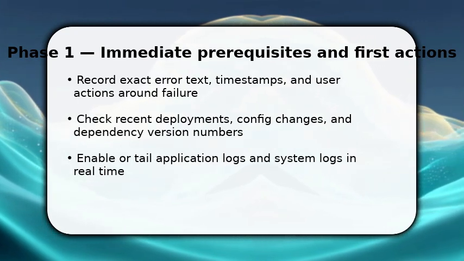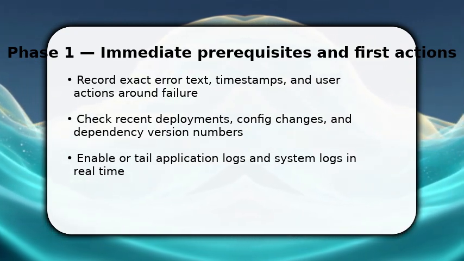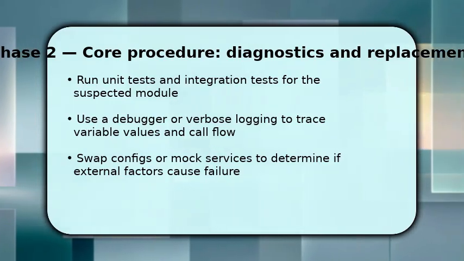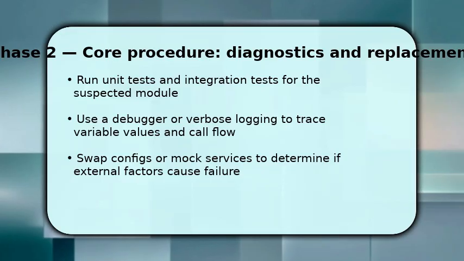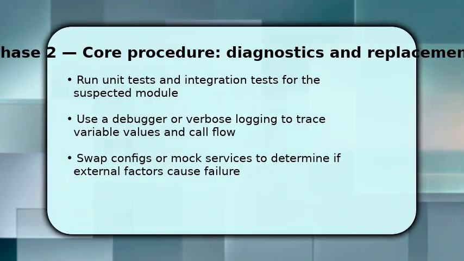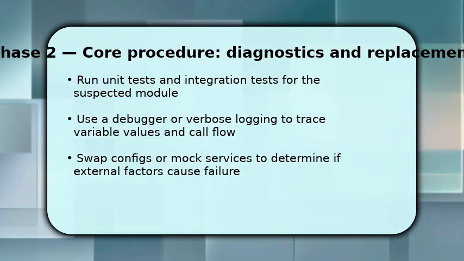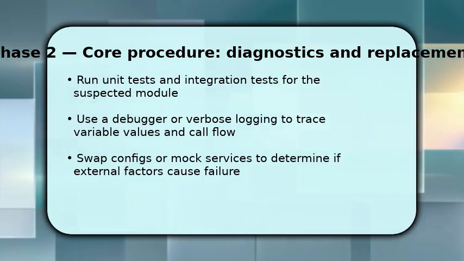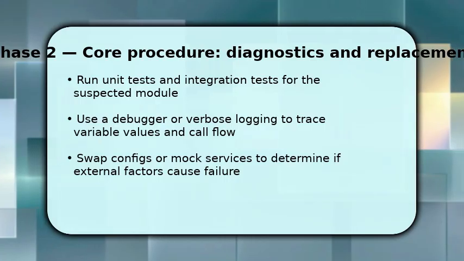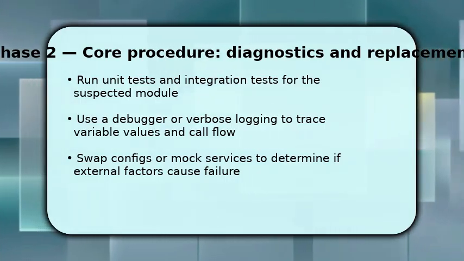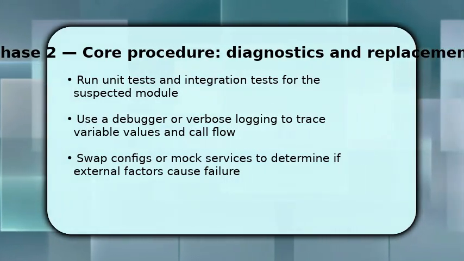Now you methodically isolate the component. Run unit and integration tests to confirm exactly where behavior deviates. Use a debugger or increase log verbosity to inspect runtime values and call sequences. This shows why a condition fails, not just that it failed. If external services are involved, mock them or swap configurations to reproduce the issue in isolation. Once you identify a reproducer, you can craft a minimal fix and verify it without risking wider impact.